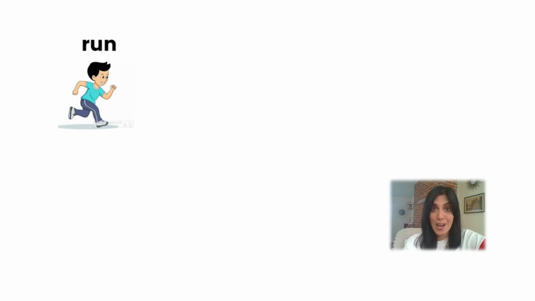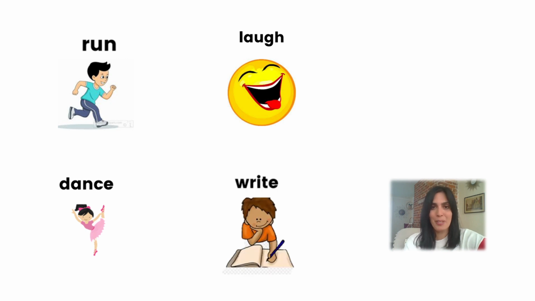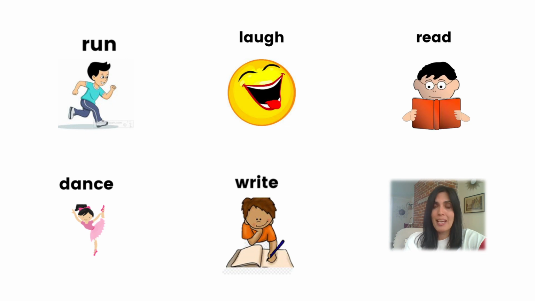Here are a few more examples of some action verbs. This one we've already heard, run. And dance, that's an action verb. It's telling me what that little girl is doing. Laugh, that's another action verb. And write, writing is an action verb. And read. These are just a few examples of some more action verbs that you can use in your writing.